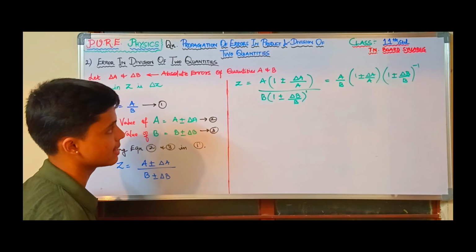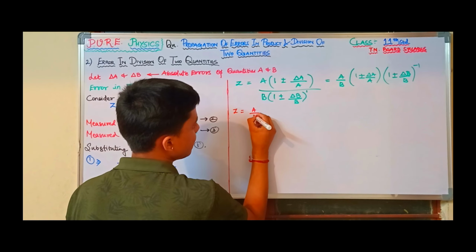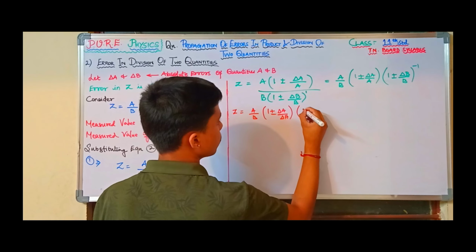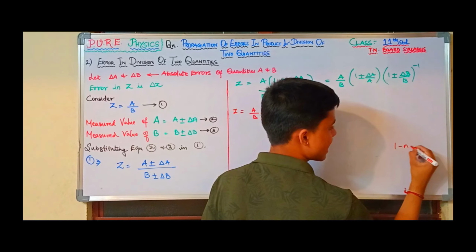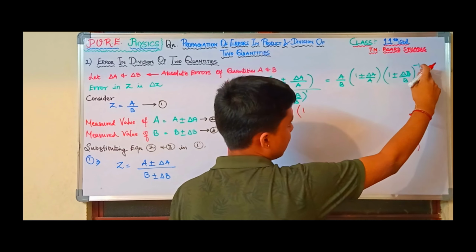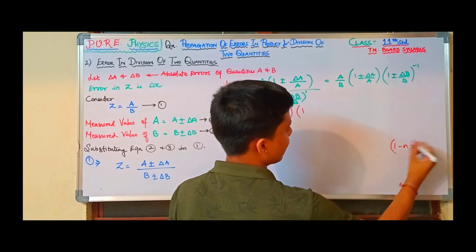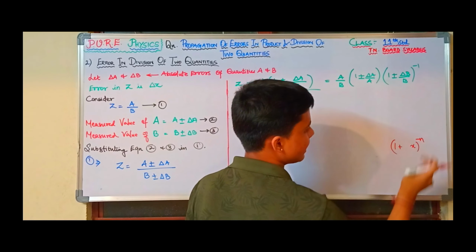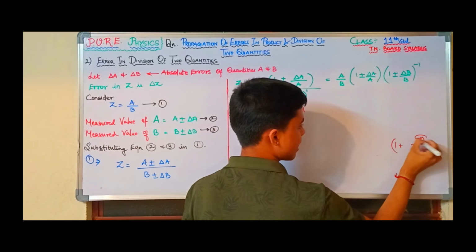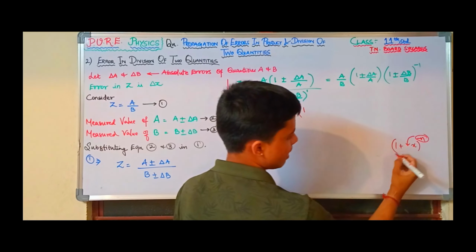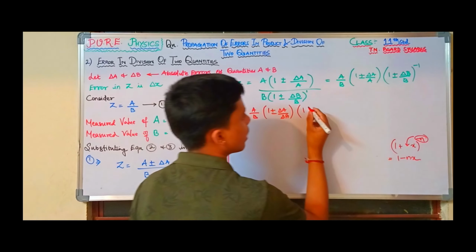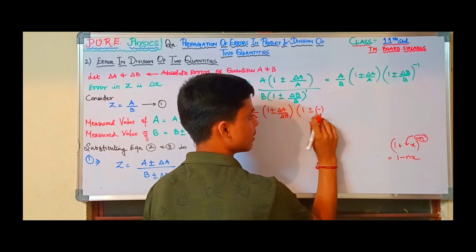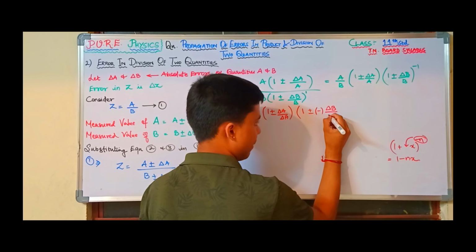So I'll be writing this step as Z is equal to A by B into 1 plus or minus delta A by A into, what was my formula? 1 minus nx. So here my n value is 1, and I have a minus symbol for the n. Therefore, I'm going to bring this minus n value as the coefficient of x, where this will become 1 minus nx. So here I'll write it as 1 plus or minus, when you multiply minus with delta B by B, what will happen?